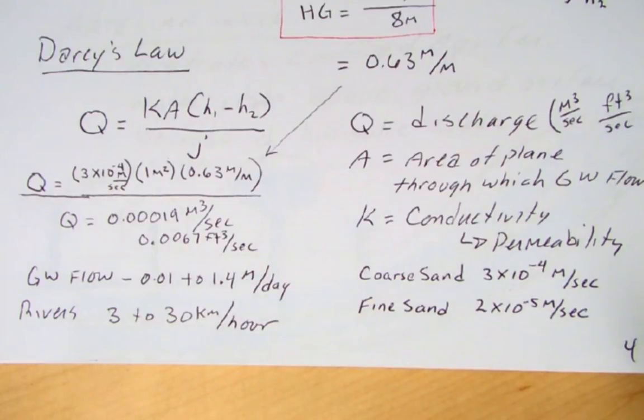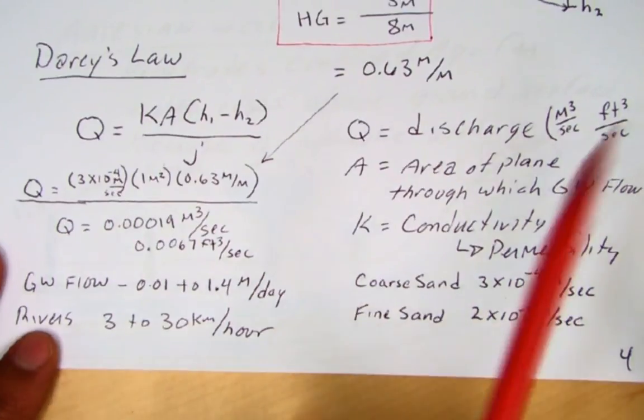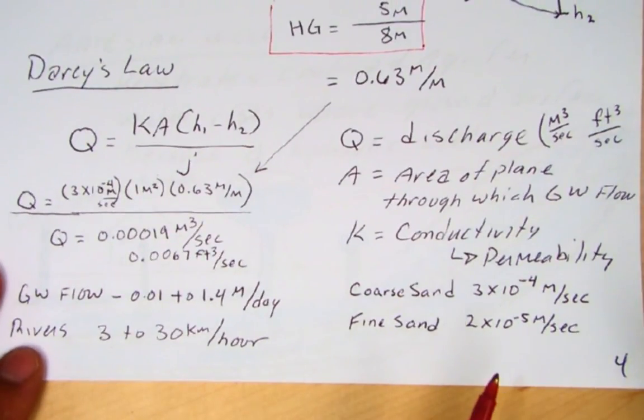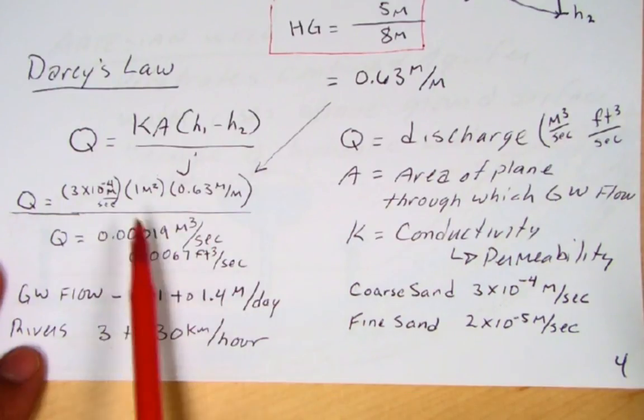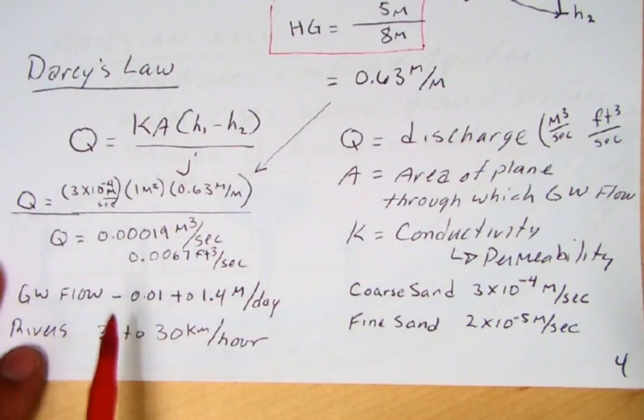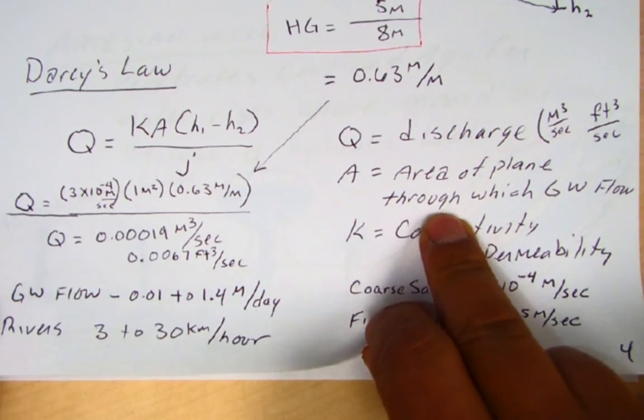And so if you compare discharge of groundwater, usually it's going to be much smaller than that of rivers. And just another way to look at it is the flow of groundwater. The flow of groundwater is usually about 0.01 to 1.4 meters per day. So that's how fast the water is moving in the subsurface. Whereas in rivers, it can go anywhere from 3 to 30 kilometers per hour, so considerably faster. So anyways, there are not a whole lot of questions on Darcy's law, but I do want you to know this relationship and understand that Darcy figured out how to calculate this discharge of groundwater flow.